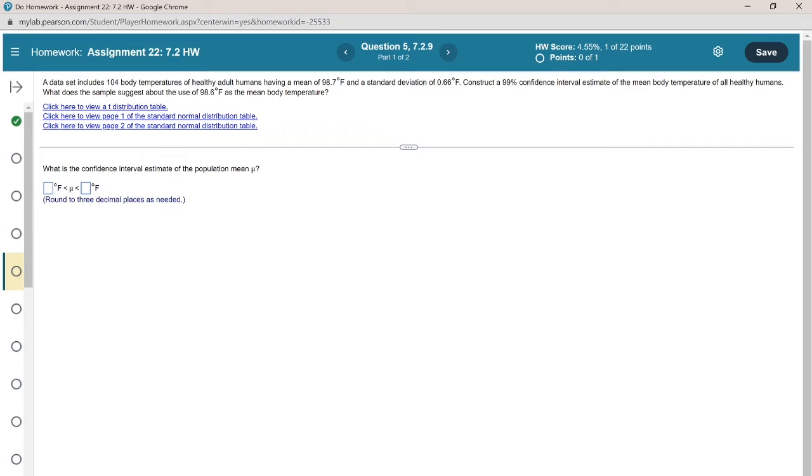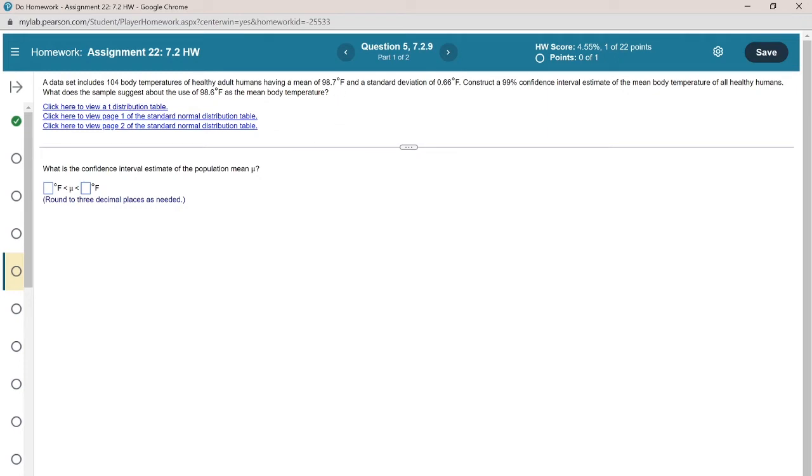A data set includes 104 body temperatures of healthy adult humans having a mean of 98.7 degrees Fahrenheit and a standard deviation of 0.66 degrees Fahrenheit. Construct a 99% confidence interval estimate of the mean body temperature of all healthy humans. What does the sample suggest about the... Okay, so there are two questions we need to answer here.